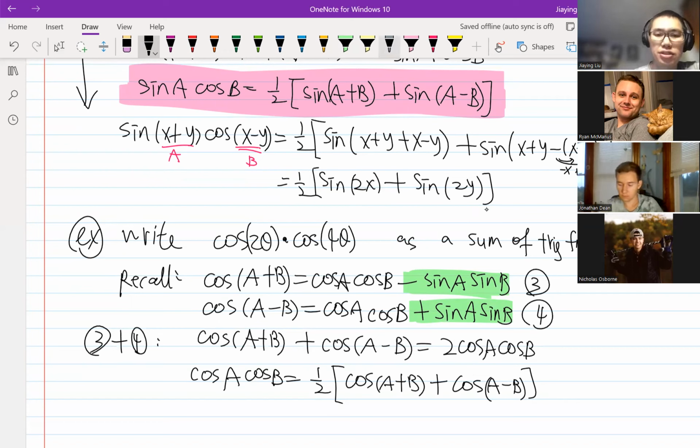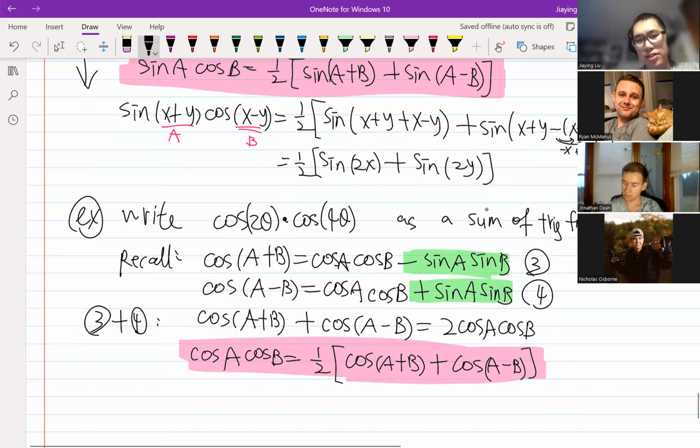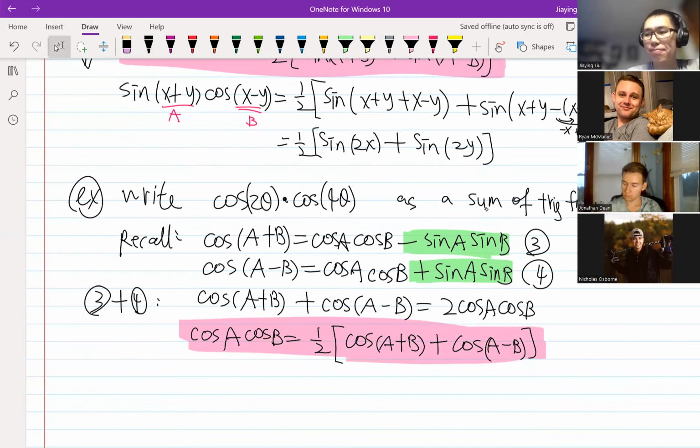So this is, again, a product to sum formula. You can memorize it or you don't have to memorize it, as long as you know where it comes from. I don't memorize those formulas. I was never told to memorize them. And when I needed to use them, I always think about going back: okay, I have this sum of angles formula or difference of angles formula.